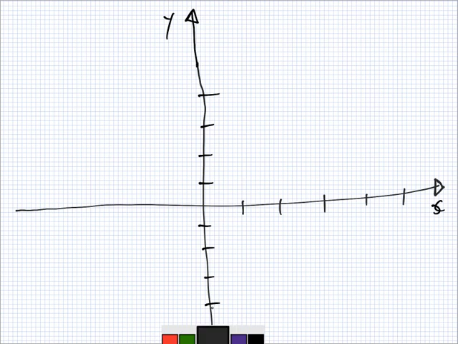Okay, so if I'm at minus 4, and I move across 1 unit, how much do I move up, if the slope is 2? I move up 2, so I should be here. And if I move across 1 unit, I move up 2, I should be here.